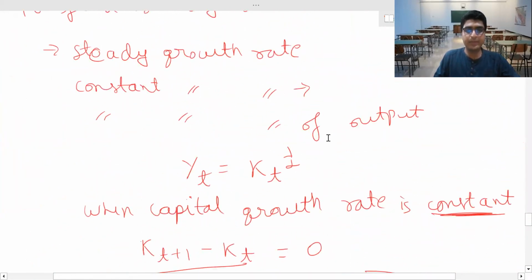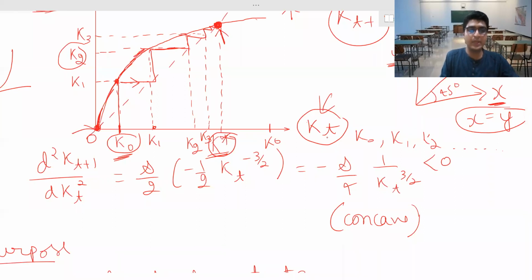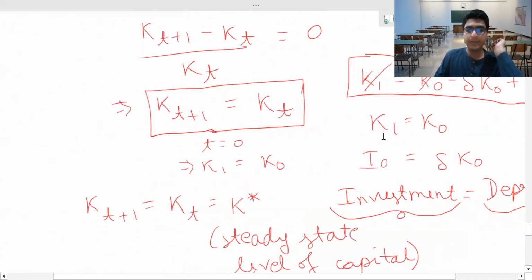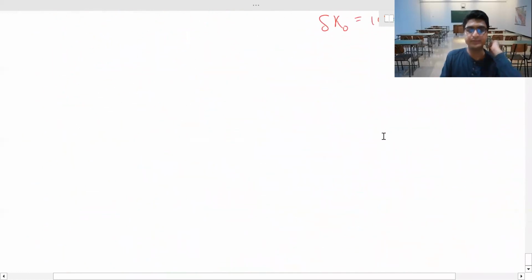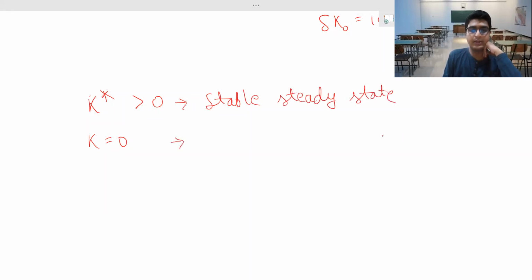Okay, so now the thing is we had two steady states here. One is at this point, which is a positive steady state level of capital k star, and another is here, because at both of these points kt plus 1 is equal to kt. Okay, we have two steady states, k star which is something positive and another one is when k is equal to 0. Okay, that's also a steady state, and this one is a stable steady state, and this one is unstable.